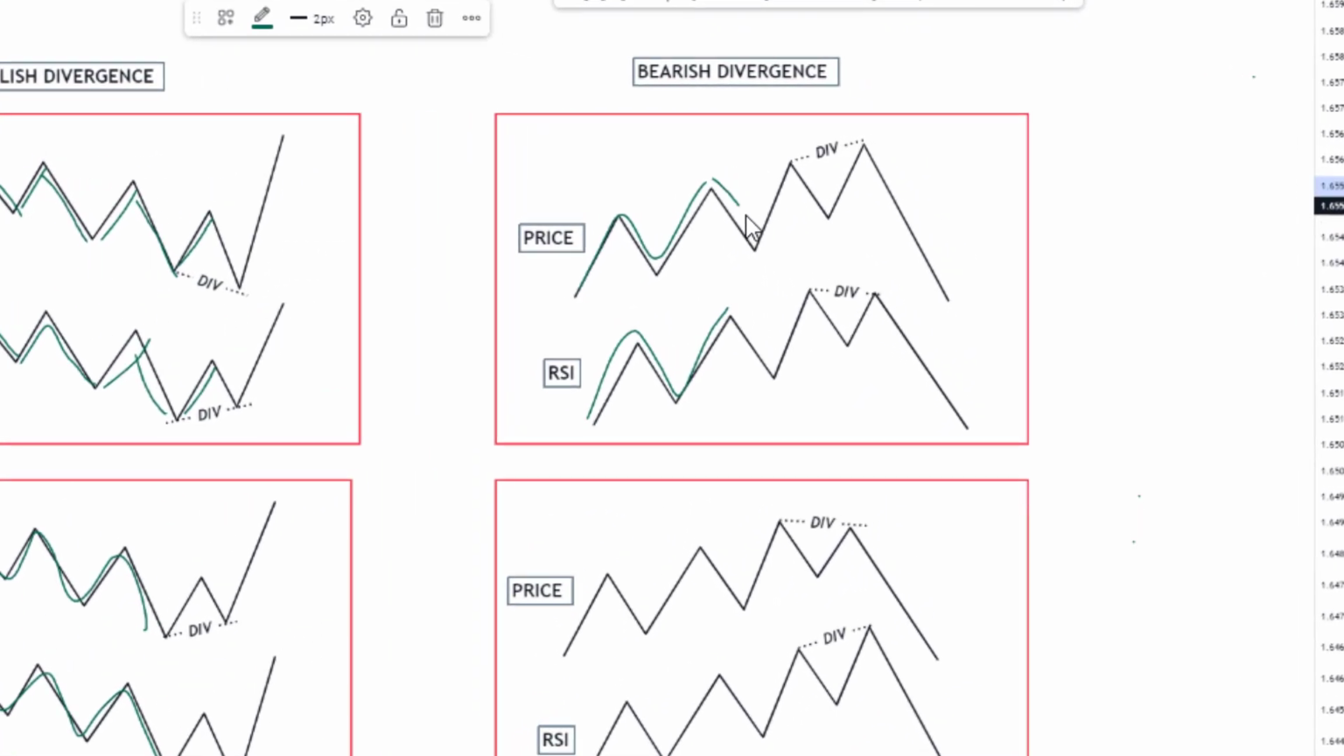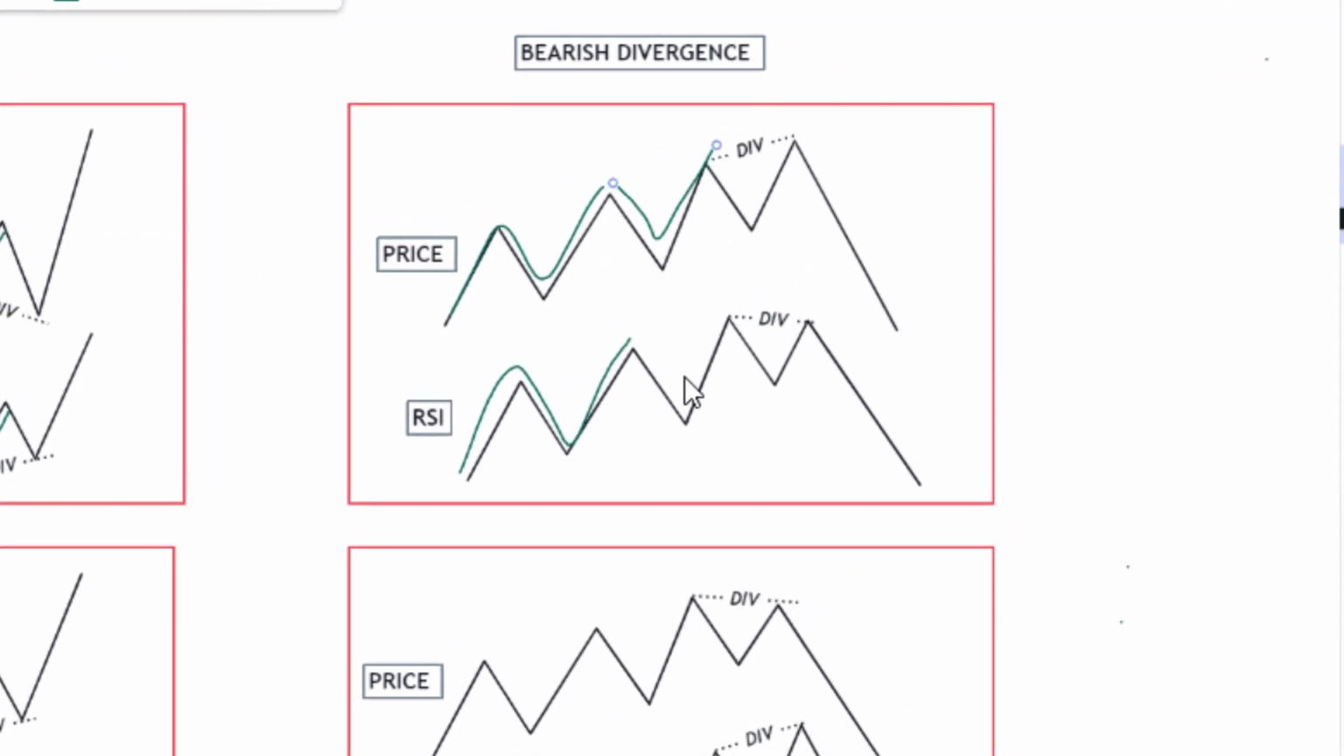Price pushes to the downside, forms a higher low, and forms a higher high. The RSI did the same thing, a higher low. Here it forms a higher high. So at this particular point, what can we actually see? You see price breaks structure to the upside, forming a higher high, but the RSI failed to break structure to the upside. Instead, what do we see? You see it couldn't form another high right here.